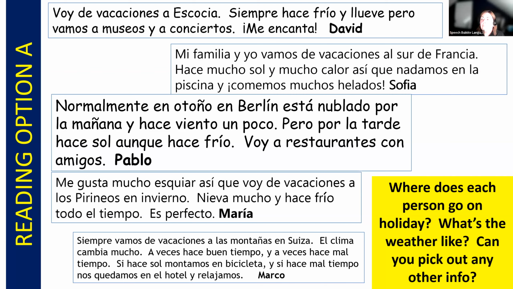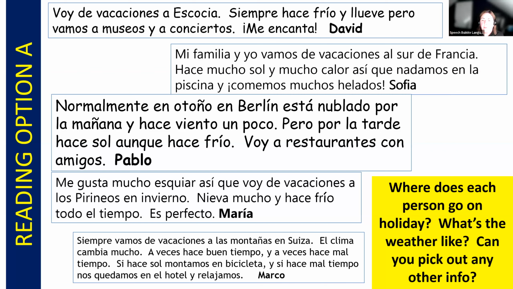But for the evening, it's sunny. And sometimes it's cold. Even though it's cold, but good. Aunque is even though. Yeah, pero por la tarde hace sol, aunque hace frío, but in the evening it's sunny, even though it's cold. Perfect. I go to restaurants with friends. Muy bien, perfecto. Well done.